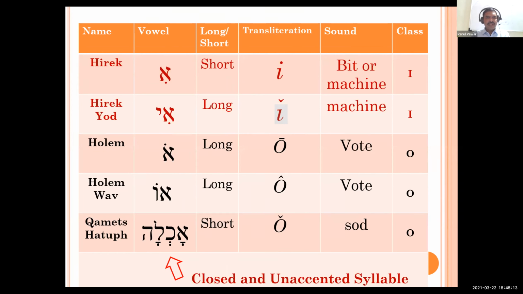Hirek is a short vowel. It is like an I in italic. This I, if you see, it is in italic. So in transliteration, it is I in italic, and the sound is like I in bit or I in machine.